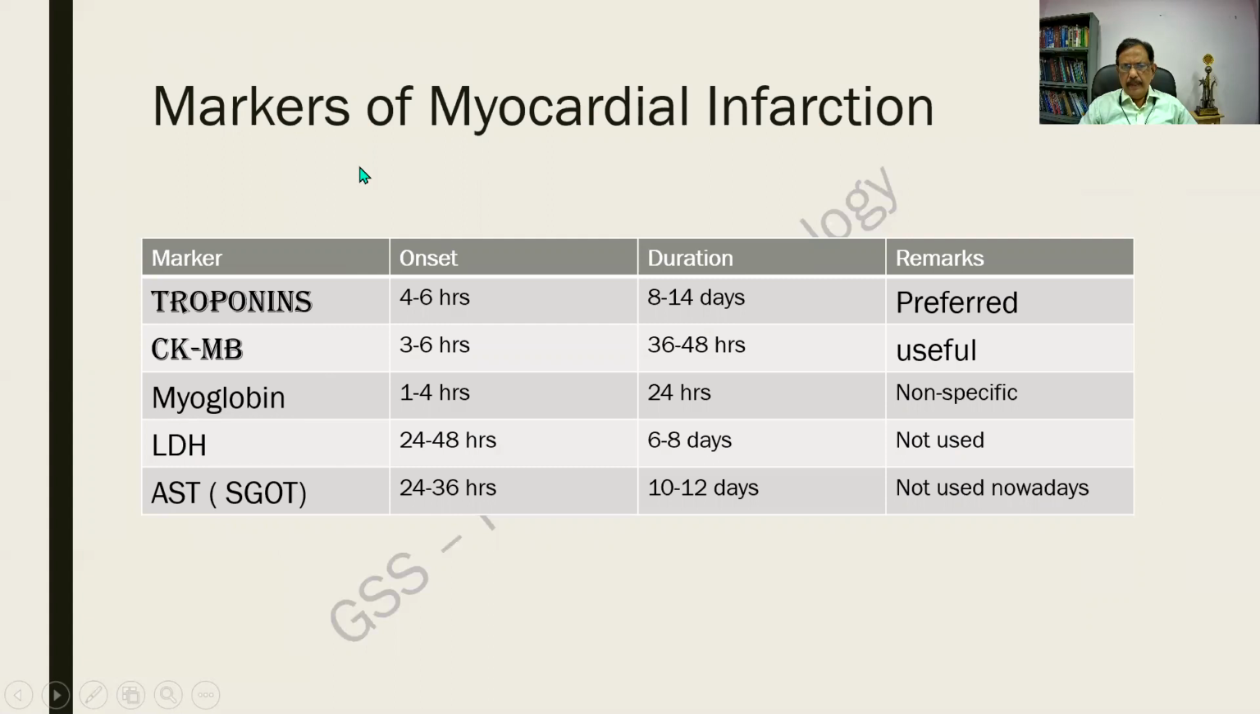So please remember this particular table, not throughout, follow what I am saying. So these are the enzymes: troponin, creatinine kinase, myoglobin, lactate dehydrogenase, and SGOT. Of these, you find troponins and creatinine kinase are most important and they are preferred. The values are raised. So troponins and creatinine kinase. What is this MB? We shall be seeing.